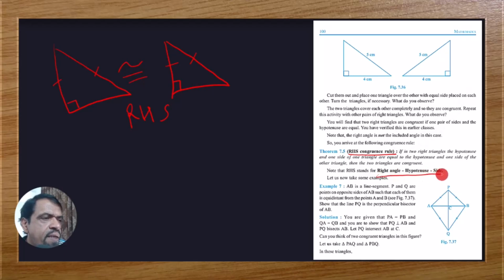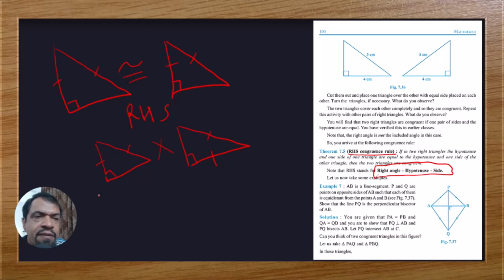Right angle, hypotenuse, side. You already get this confusion. Sometimes students get confused: hypotenuse equal, this 90 equal, and this side equal to this side. So these are not congruent. Perpendicular to perpendicular, hypotenuse to hypotenuse.